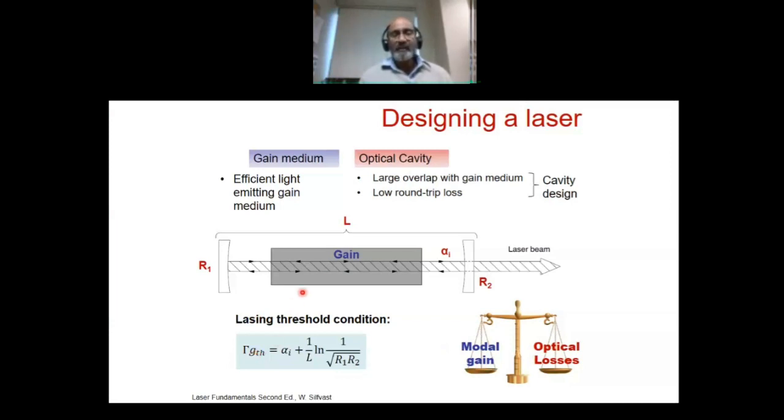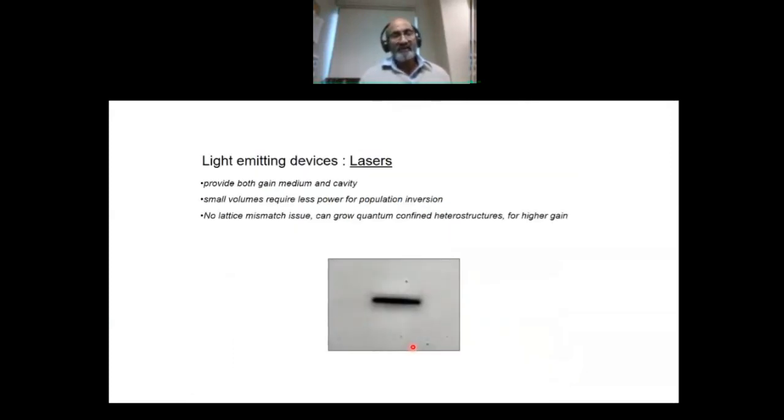The gain needs to be equal to the internal absorption or scattering losses in the gain medium, and then the mirror losses. Some of the light is leaking out, and that also needs to be taken into consideration. Okay? This is an undergraduate optics course. We all studied lasers, and population inversion, and essentially having a laser cavity in order to make lasers work.